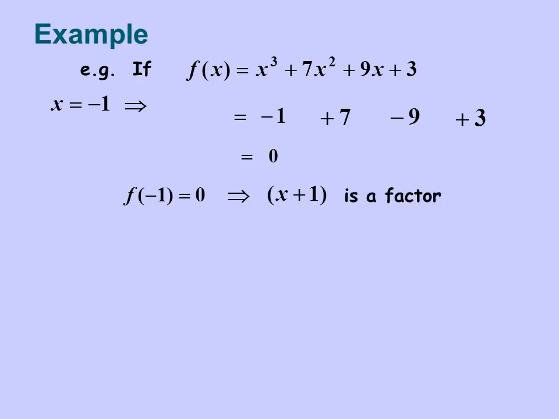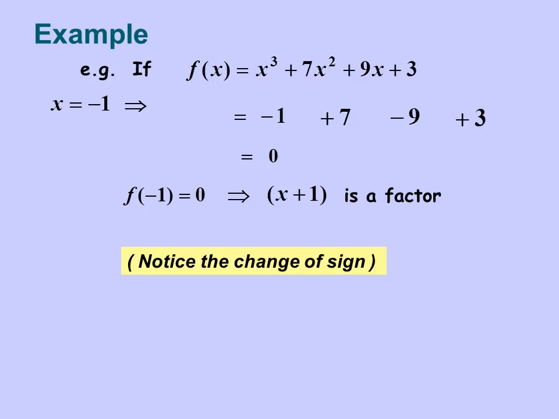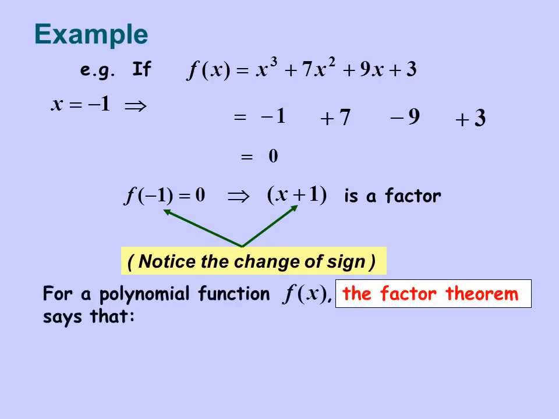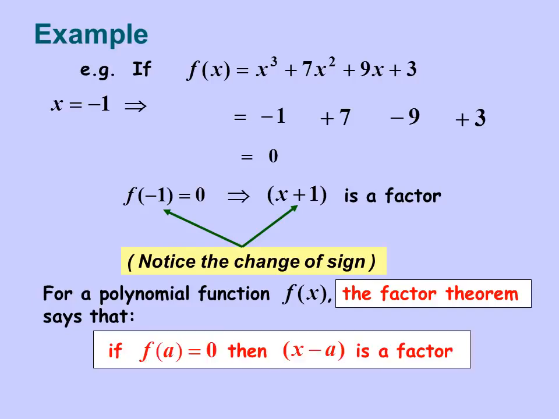This implies that x plus 1 is a factor. Notice the change of sign. I substituted in negative 1, therefore plus 1 is my factor. For a polynomial function f of x, the factor theorem says that if f of a is equal to 0, then x minus a is a factor.